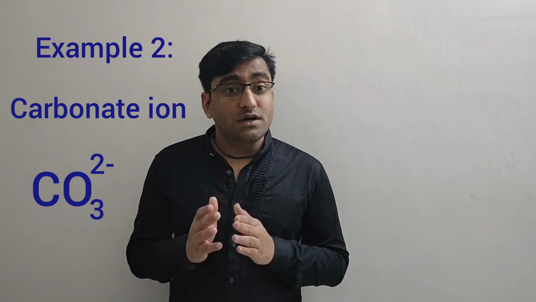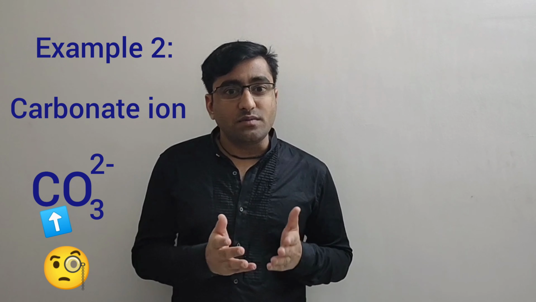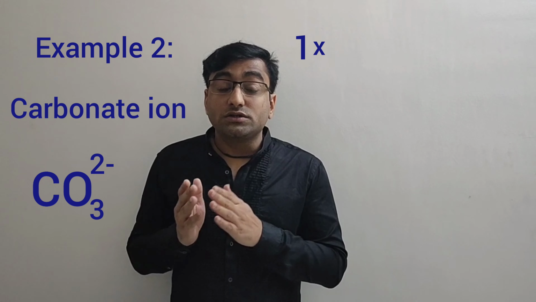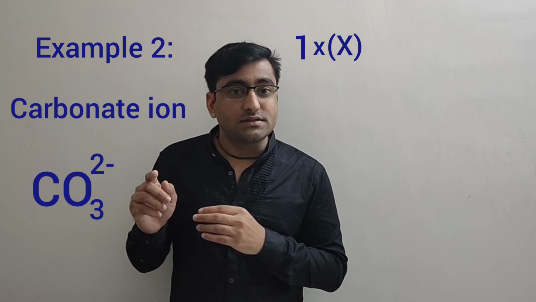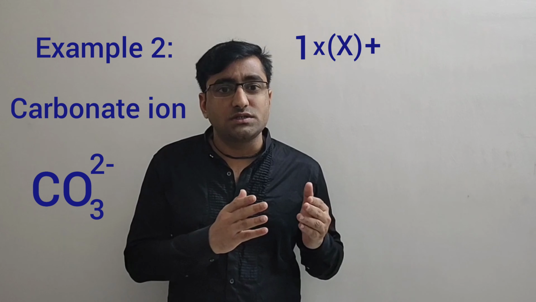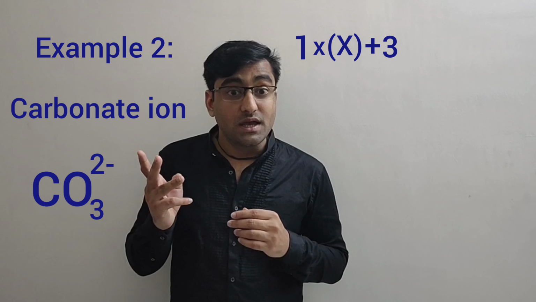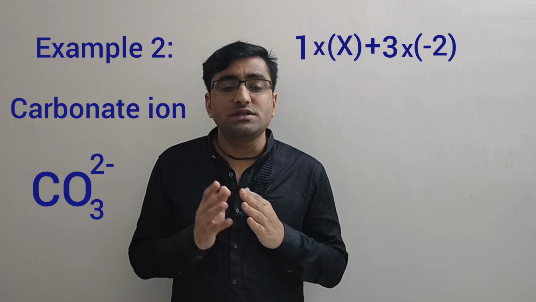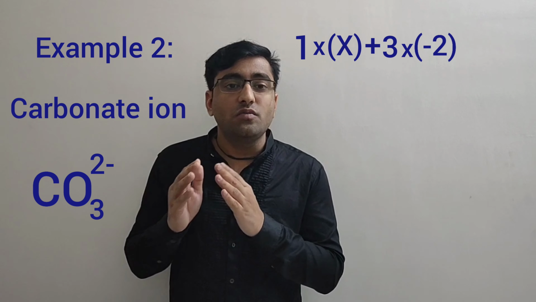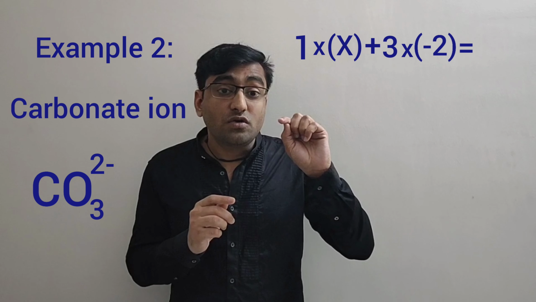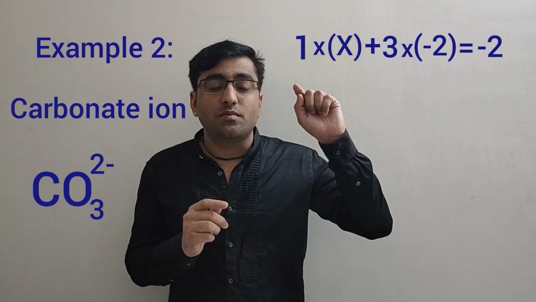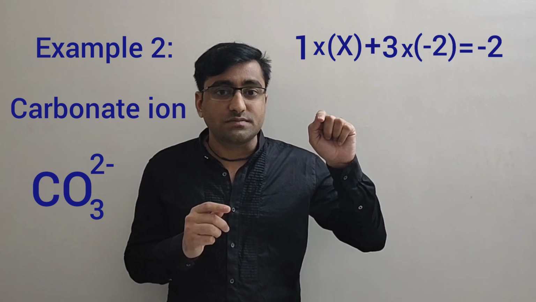We'll take the example of carbonate ion. Here we'll find out the oxidation number of carbon. So number of atoms of carbon is 1 and the oxidation number we have to find out. So we'll take it as X. So it will become 1 into X plus another element is oxygen. Number of atoms of oxygen is 3 and the oxidation number of oxygen is minus 2. So it will become 3 into bracket minus 2, which will be equal to, this time, minus 2. As we can see, it is a polyatomic ion having minus 2 charge.